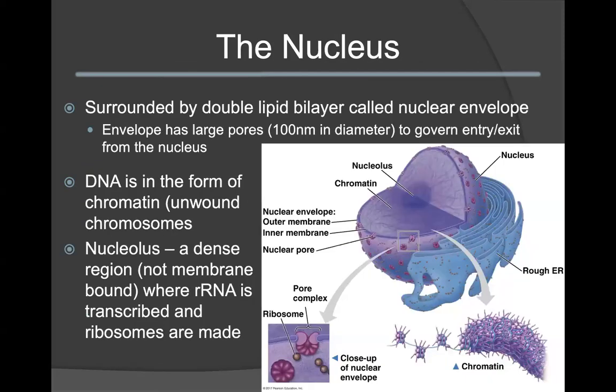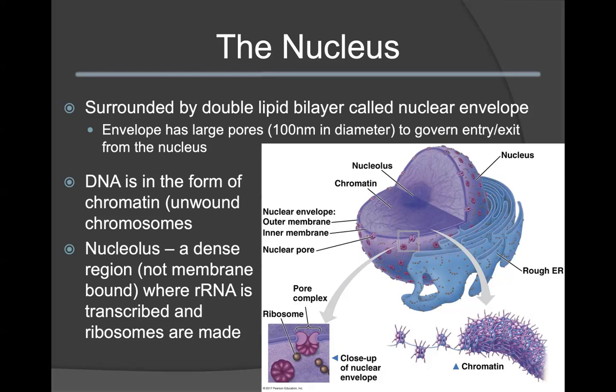The nucleus is an important structure of a eukaryotic cell. It is surrounded by a lipid bilayer called the nuclear envelope. This nuclear envelope has large pores that will allow for specific molecules to enter and exit the nucleus. The nucleus will house the DNA, which is usually in the form of chromatin or unwound chromosomes. This is important to understand.